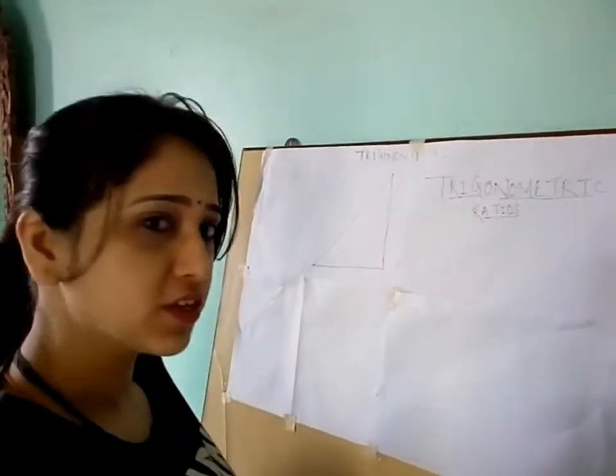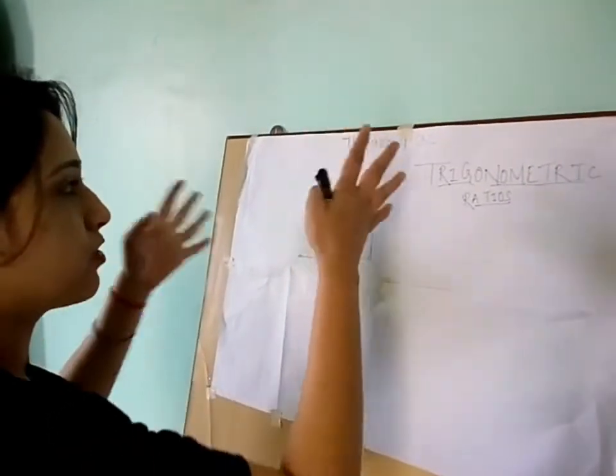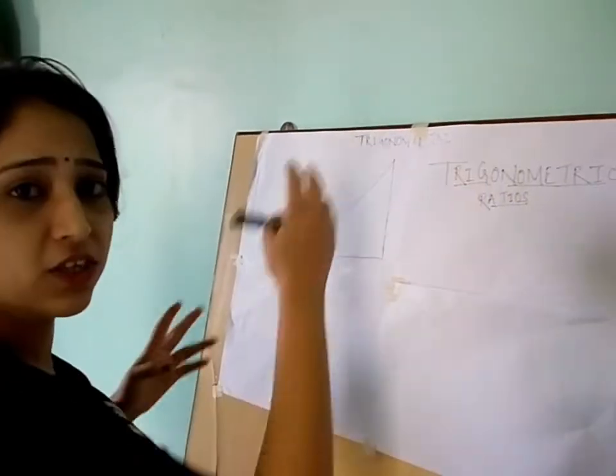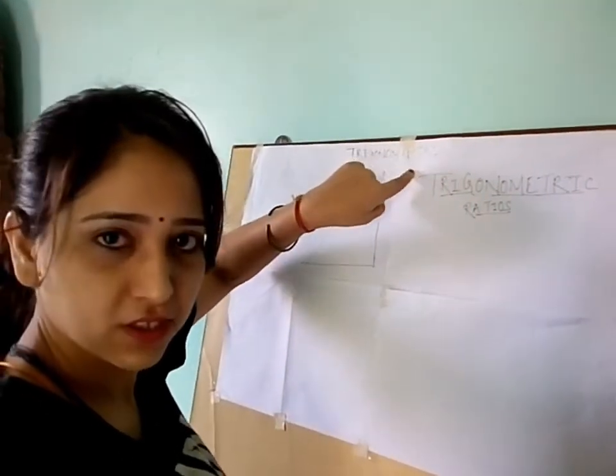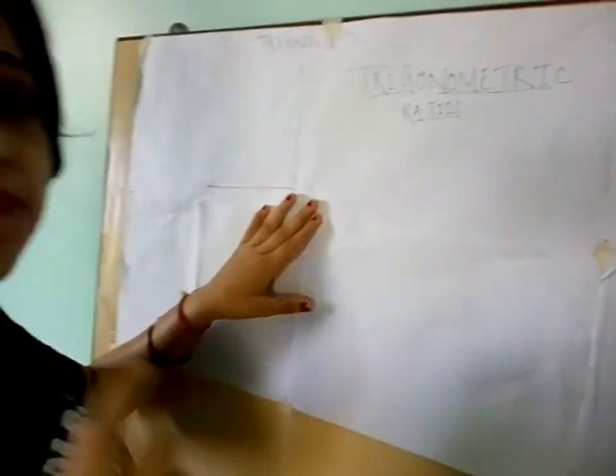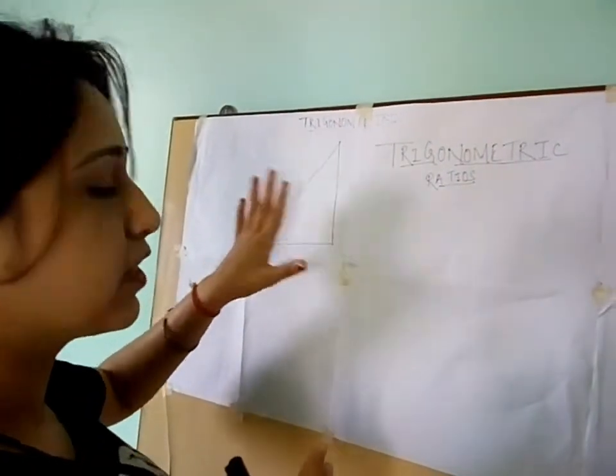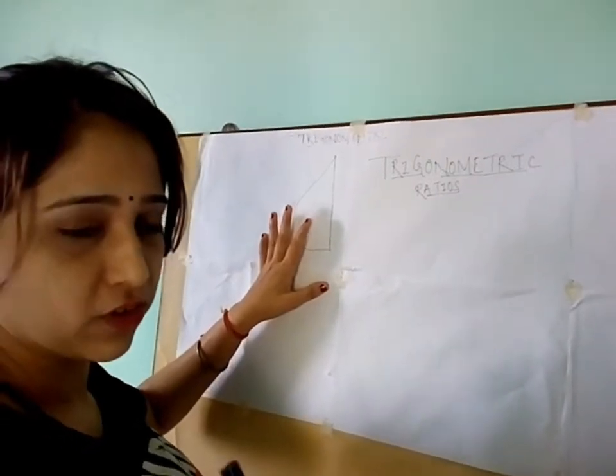Trigonometry. Trigonometry is a mixture of three words. Tri means three, gon means angles, and metry means measurement. For trigonometric ratio, we will consider here a right angle triangle.